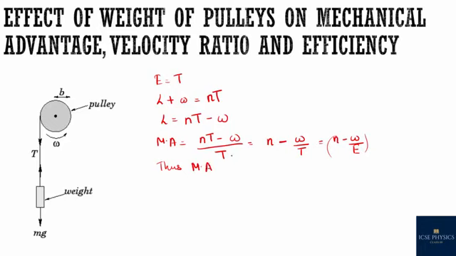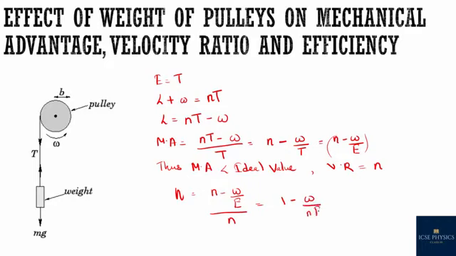Now this is the mechanical advantage. Mechanical advantage is always less than the ideal value. Ideal value is equal to the number of pulleys, but in actual practice its value is reduced from the number of pulleys. But the velocity ratio remains the same. Velocity ratio is equal to the number of pulleys. Now what will be the efficiency? Mechanical advantage by velocity ratio. What is mechanical advantage? N minus W by E, divided by N. That becomes 1 minus W by N E.